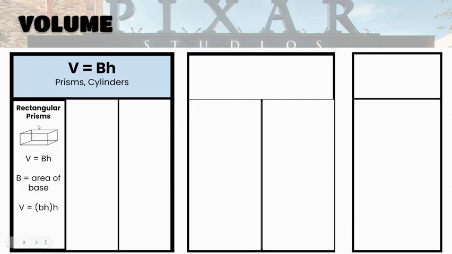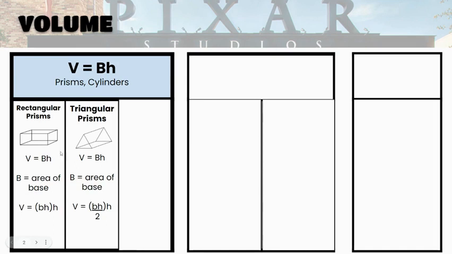Well, for a rectangular prism, a rectangle is the area of the base. So therefore, it's little base times the height, as in length times width of the rectangle, times the height of the whole shape. For a triangular prism, the triangle is the base. So to find the area of a triangle, that's the base of the triangle times the height of the triangle divided by 2 times the height of the whole shape.